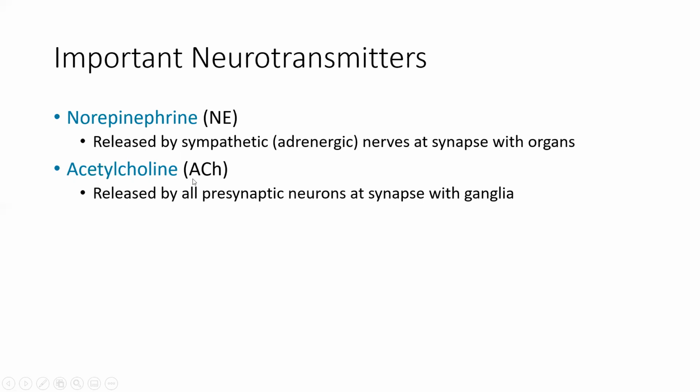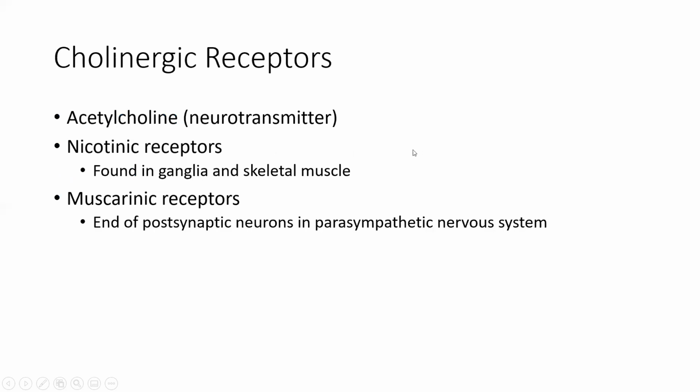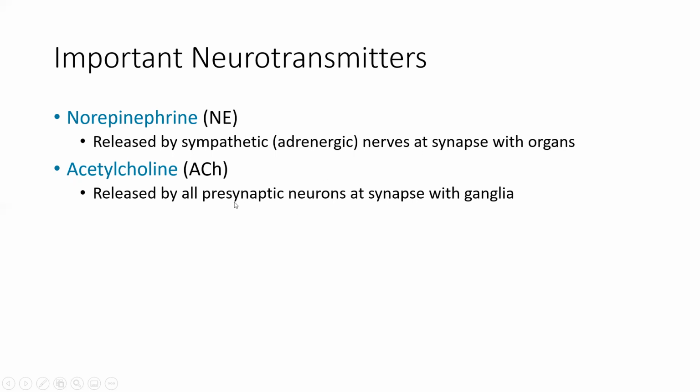Now, acetylcholine is released by all presynaptic neurons, no matter if it's stress or rest. It is released by all presynaptic neurons at synapses with ganglia. Now, acetylcholine is a neurotransmitter. Where? At the cholinergic receptor. I'll go back onto the slide. When we say they go to these, the neurotransmitters are released.